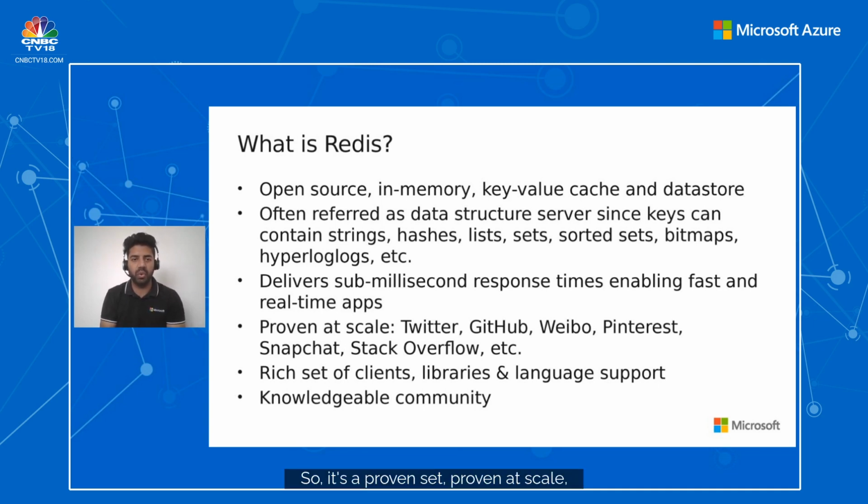Right? So it's proven at scale, proven by organizations who are using this open source technology called Redis. And it is a key value store which helps you reduce the application response time, and so on and so forth, right?